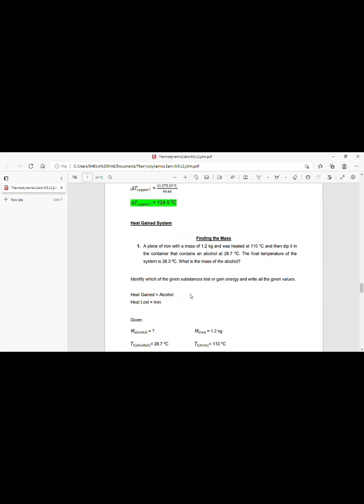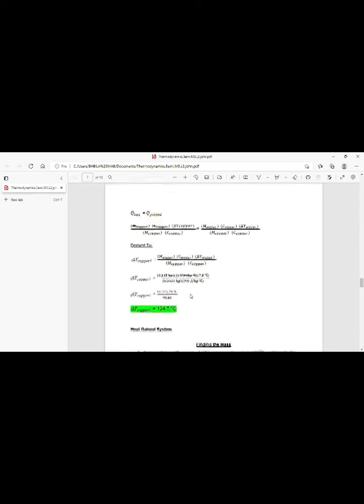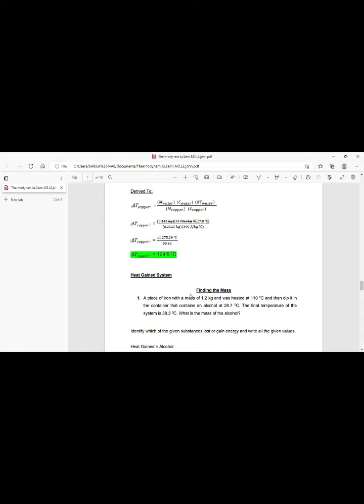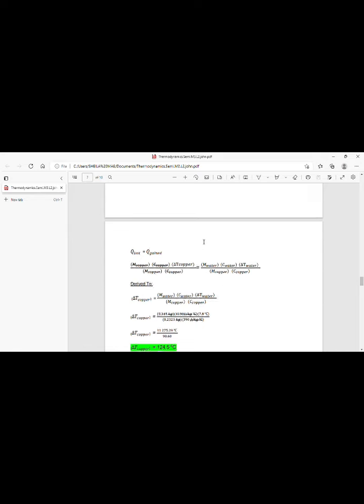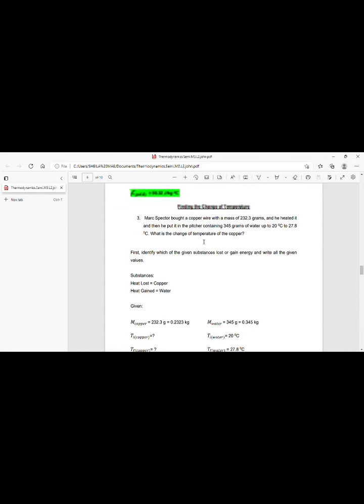Now we're going to proceed to our heat gain system, which is they are more likely the same, but the one we're going to find is the one who gained heat. Example, the problem number 1, heat gain system finding the mass. They are more likely the same as in our heat loss system.